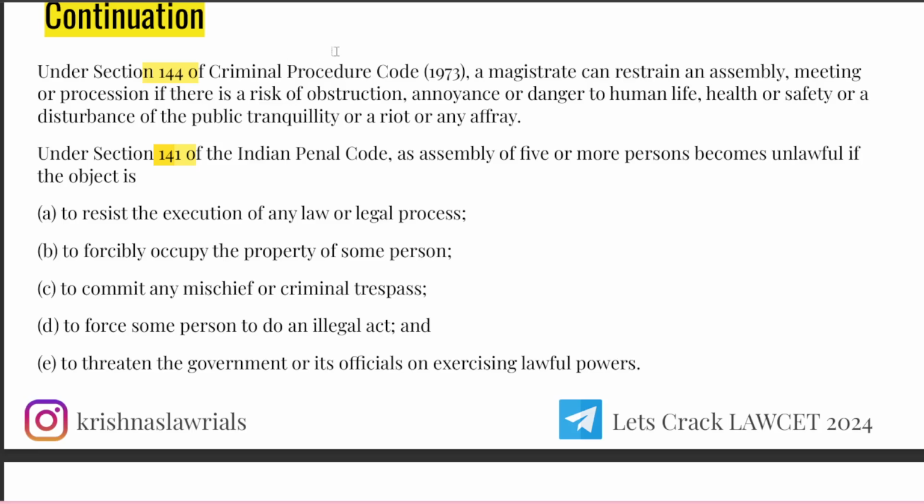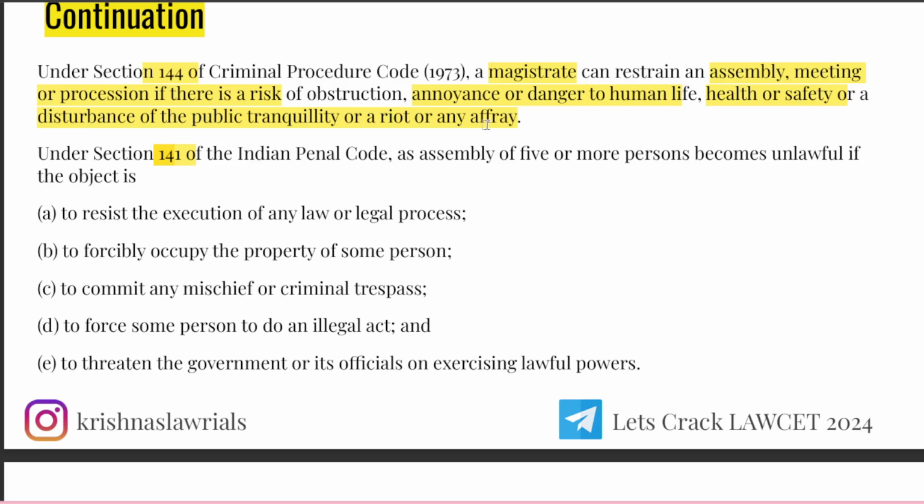So here 144 can be implemented by a magistrate and can restrain assembly, meeting or procession if there is any kind of risk. What kind of risk? Any annoyance, danger to human life, health or safety, or any disturbance in public tranquility, or any riot or affray. So these are 4 to 5 points. Simply we'll understand that as one, corona period. Obviously, if there is any danger to our human health, we know, right? Corona could spread easily, so they said you can't come 4 to 5 people together.